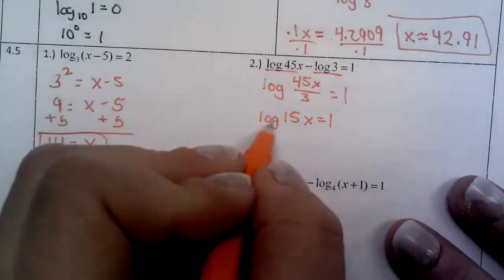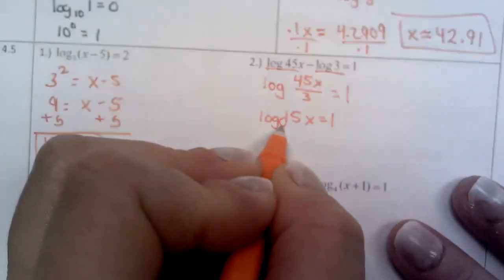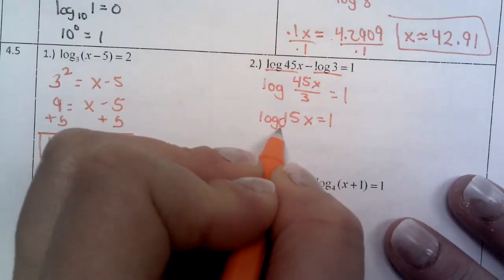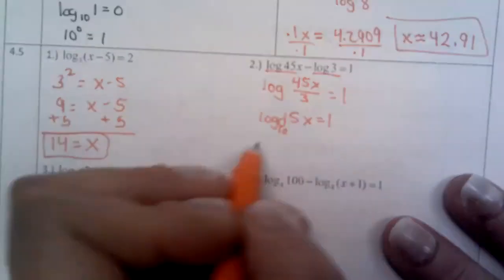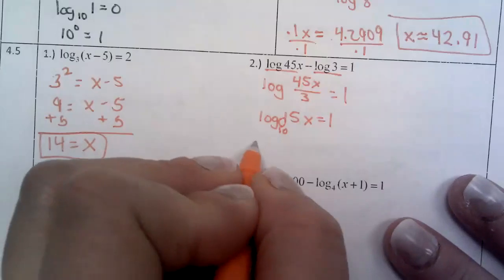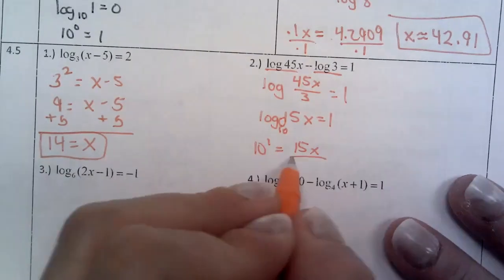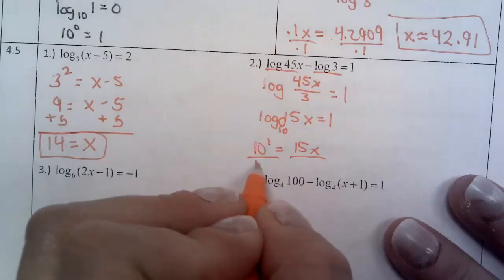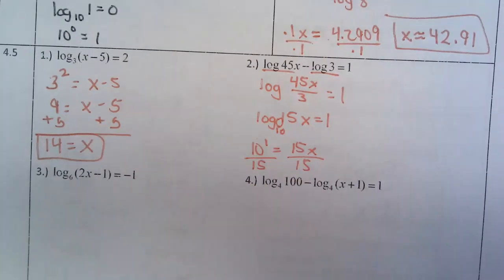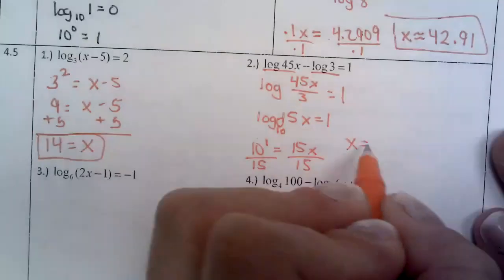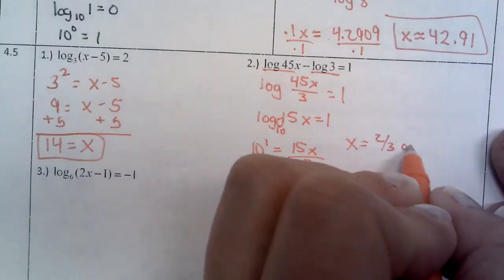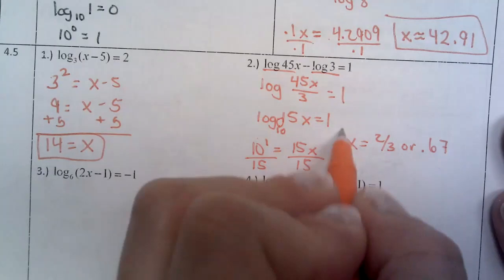Now, there is nothing written down here, so remember that that really means that it's a 10. So now I can change this to exponential form. So 10 to the first power equals 15x. 10 to the first power is just 10. So now I'm going to divide both sides by 15. And I get x equals 2/3, or about 0.67.